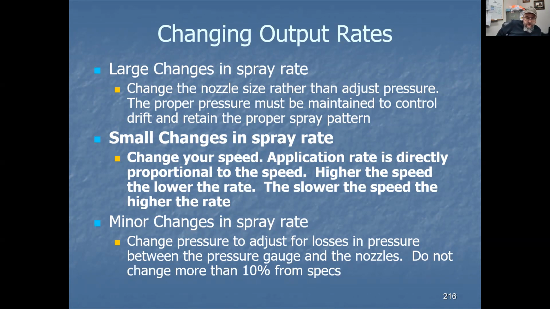Small changes in spray rate, I've got this in bold. For the kind of sprayers that we use here, application rate is inversely proportional to the speed. The higher the speed, the lower the rate. The slower the speed, the higher the rate. So if you have to make small changes, you can speed up a little or slow down a little. For other minor changes, you could adjust your pressure a little bit for losses in pressure between the pressure gauge and the nozzles, but do not change it more than 10% from the spec.